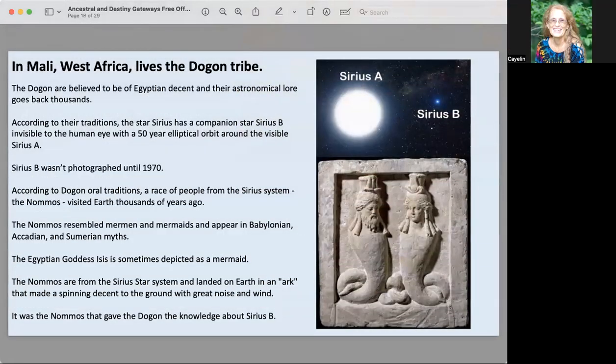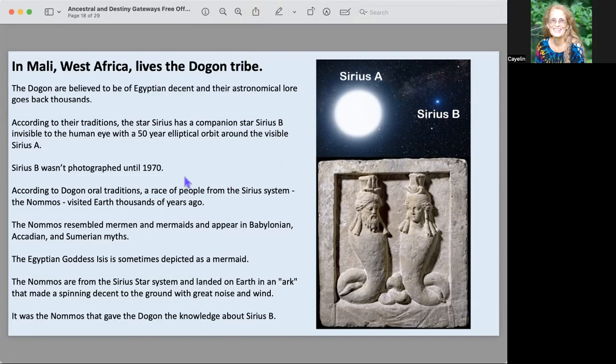Yeah. And also in terms of ancestral origins, in Mali, West Africa, the Dogon tribe is believed to be of ancient descent, and their astronomical lore goes back thousands of years. That goes way back. According to their traditions, the star Sirius has a companion star, Sirius B, that's invisible to the human eye, and it has a 50-year elliptical orbit around the visible star Sirius A. So you can see that here, the small Sirius B going around the big Sirius A.